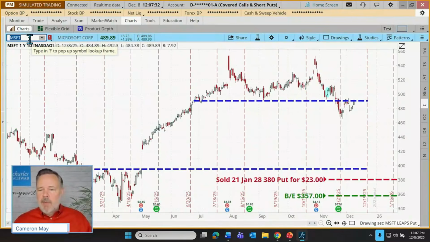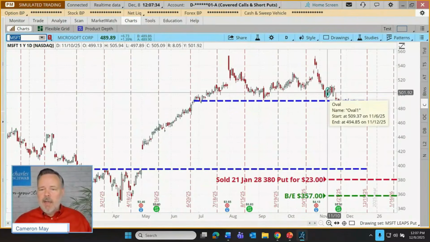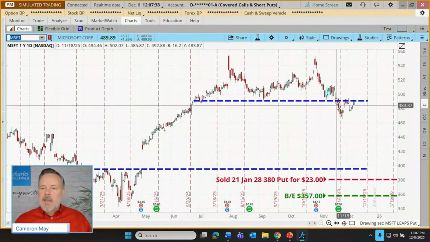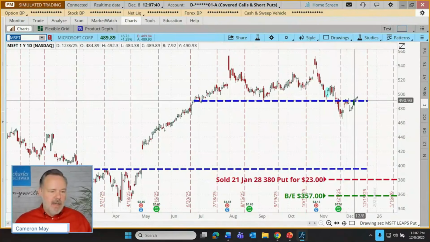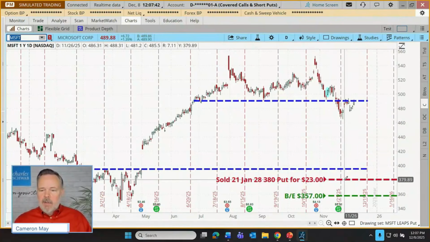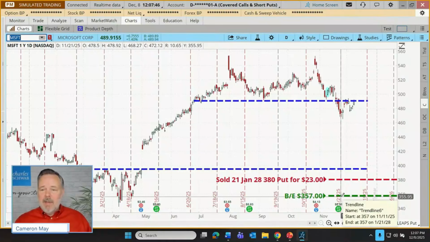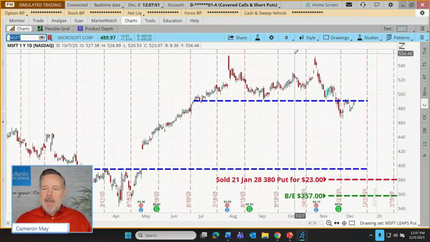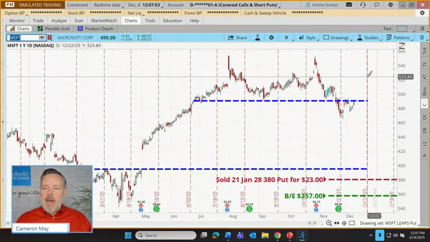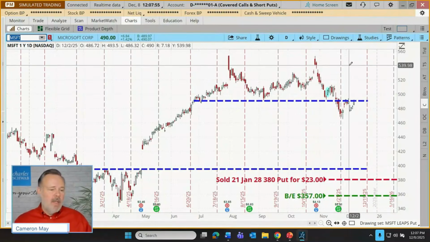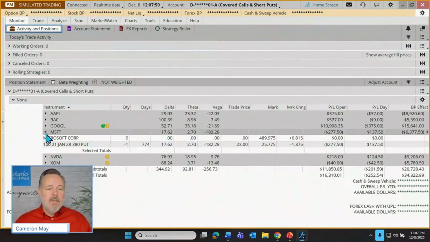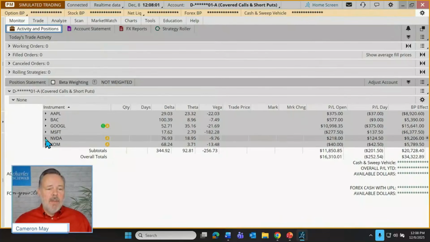Just to give you a visual on that one, we entered our short put here, hoping to see prices climb. They did a little bit, and then they've kind of been waffling around since then. Our put is all the way down here. Our break-even point is down at 357, but we would like to see this climb. If we get back up to these highs, that would really move this out of the money and might give us an opportunity to get out at a much lower price than the $23 that we received. I'm going to let that one continue to work, though.